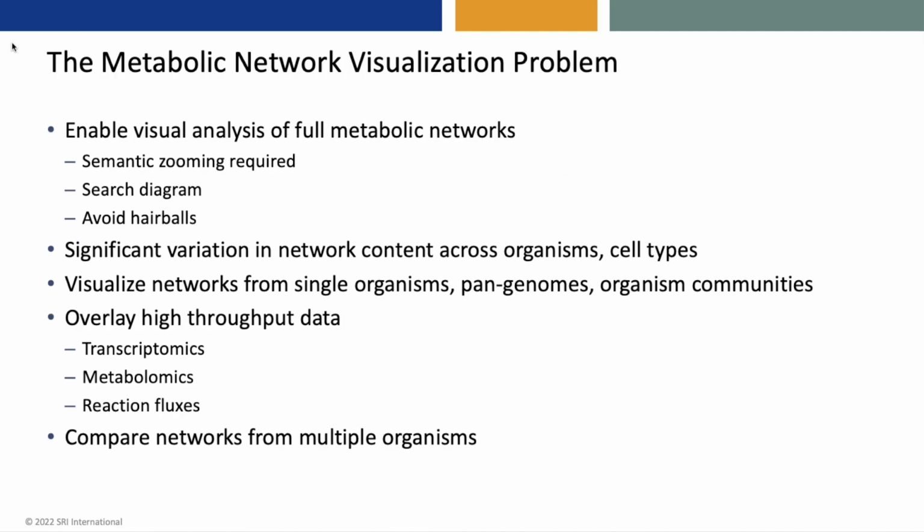I'll define the metabolic network visualization problem as how to enable visual analysis of full metabolic networks. Because these networks are so large, semantic zooming is almost certainly required to solve the problem. And also because of their large size, searching algorithms, the ability to search the diagrams, are important. And we want these diagrams to avoid large complex hairballs that are visually very difficult to understand. We want to be able to visualize metabolic networks not only from single organisms, but from pangenomes and from organism communities. We want to be able to overlay high throughput data onto these diagrams, such as transcriptomics data, and we want to be able to use these diagrams to compare networks from multiple organisms.